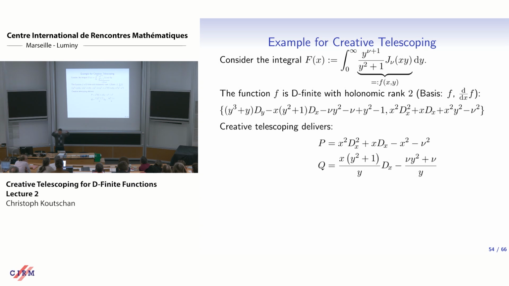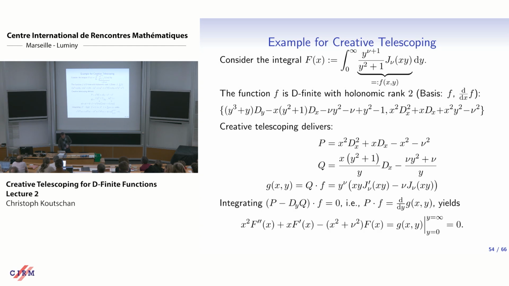And so if we make this ansatz and we do some calculation, we find that this operator P and this operator Q satisfy this relation that was on the previous slide. So we can find our G, that is nothing else than Q applied to F, and doing the corresponding simplification, we can write it like this. So you see, it's a linear combination of the input function and its derivative, just slightly simplified.